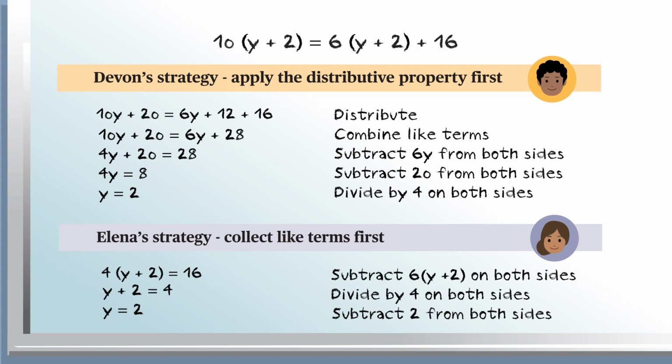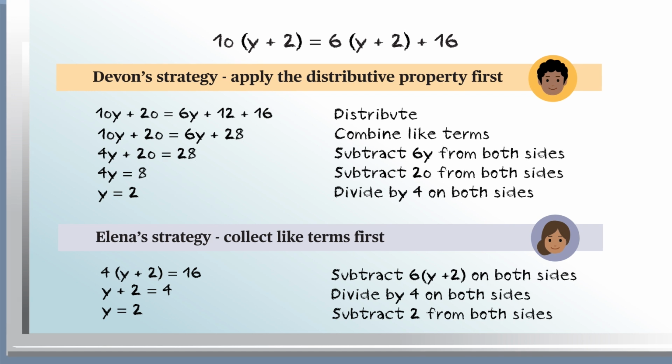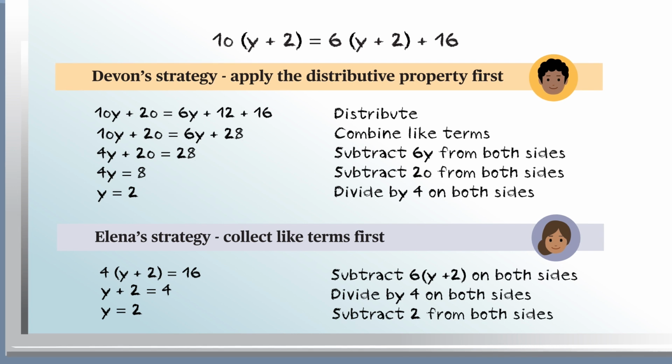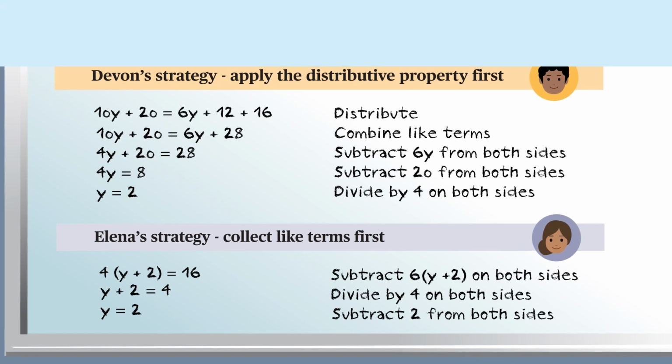Alternatively, teachers could provide an example of one solution strategy and ask students to generate alternatives by asking, can you solve this equation in a way that is different from Devon's? Or, is there another way to solve this problem?